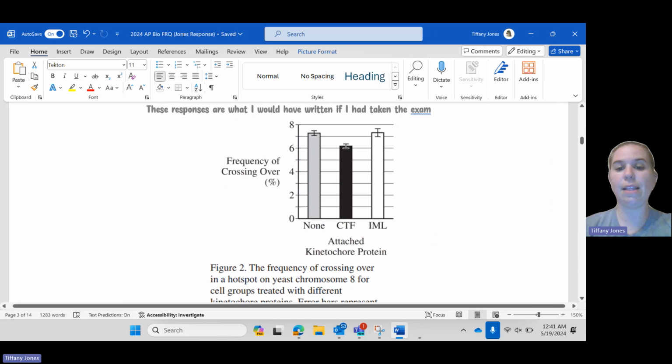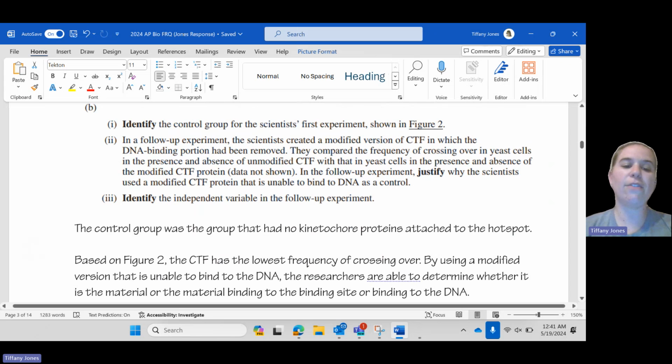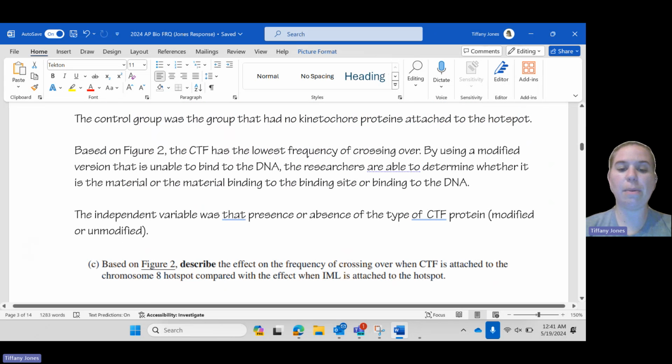Because if you look at the data, there was a decrease in the frequency of crossing over when that kinetochore protein, the CTF, was used. And then we have to identify an independent variable. And so the independent variable I had was the presence or absence of that CTF protein in the modified or unmodified format.